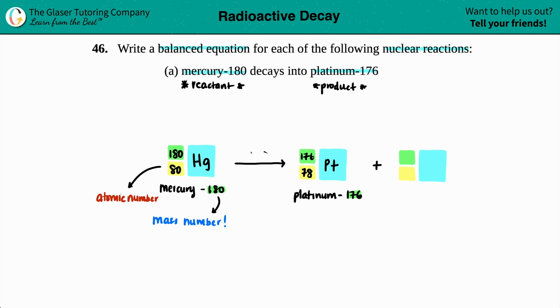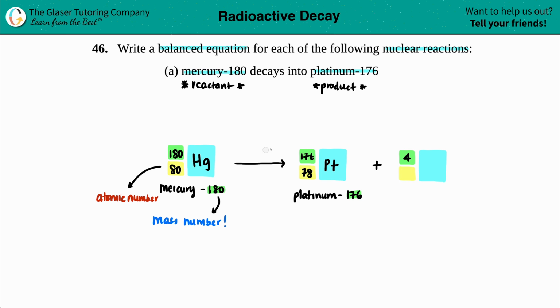So treat your yield sign as an equal sign. 180 equals 176, and I'm only taking the top numbers because those are the ones you have to balance. Then you do the same thing for the bottom numbers. So 180 equals 176 plus what? From 176, I need to add 4. 176 plus 4 will get me a total of 180. So that's the number that goes on the top.